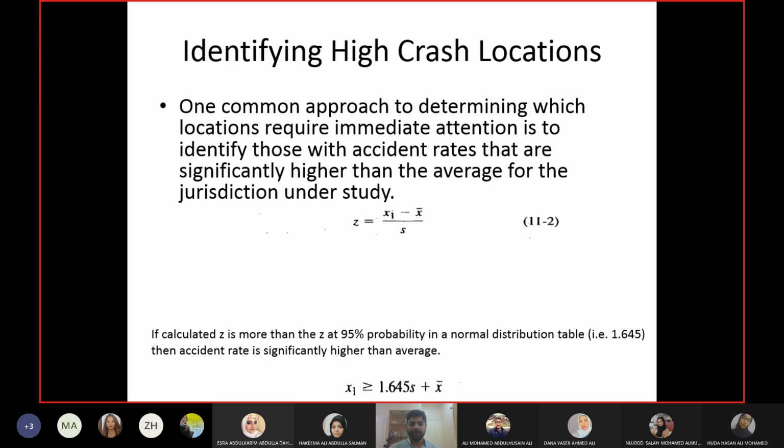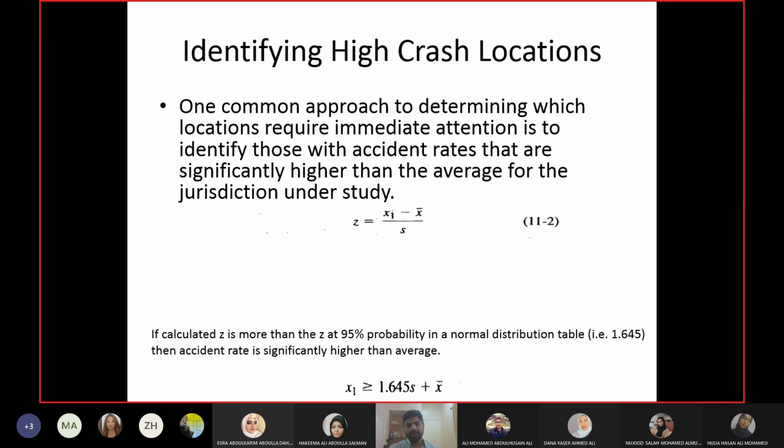Now, once you calculate that, you will have 100 values, one for each site. Then you can calculate its average. The average will be termed as X bar, and you can calculate the standard deviation as well, which is termed as S here. And you will only select a site for further improvement if the crash rate on that site is significantly higher than the average. Significantly higher will be established by performing the z-test.